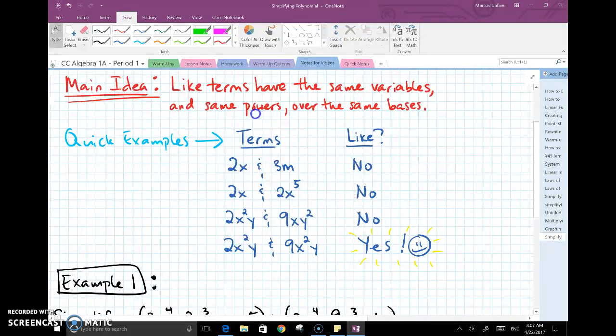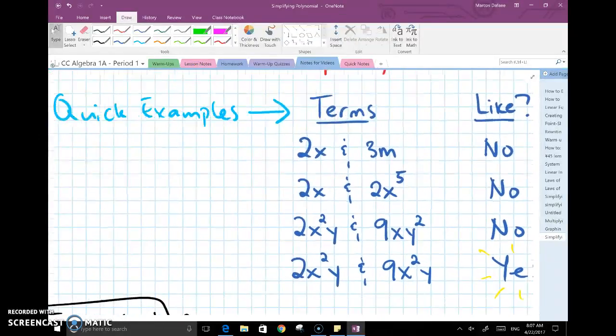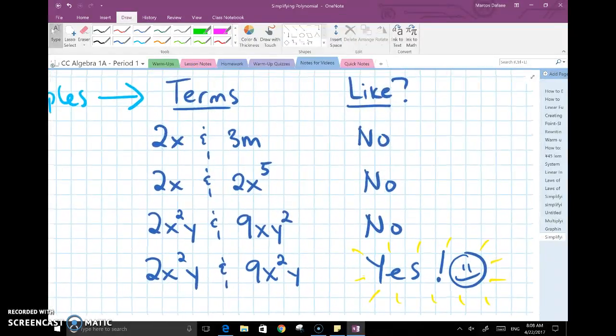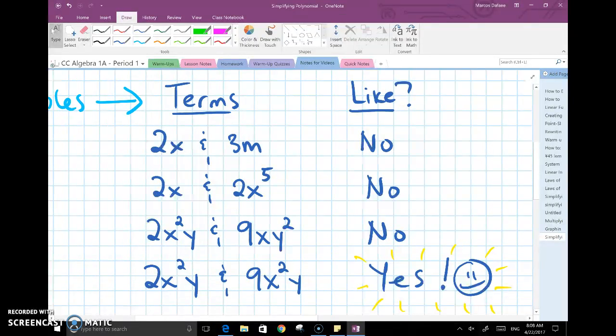So I gave some quick examples of what makes like terms and what are not like terms. 2x and 3m are not like terms, because one has an x, one has an m. 2x and 2x to the fifth power, again, not like terms, because this x has a power of 1, but this x has a power of 5. The different powers mean that they're not like terms. Even though they both have an x, those powers make the difference.